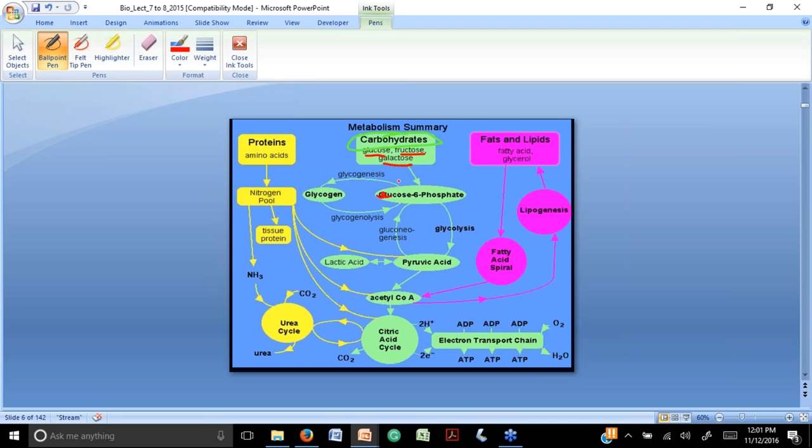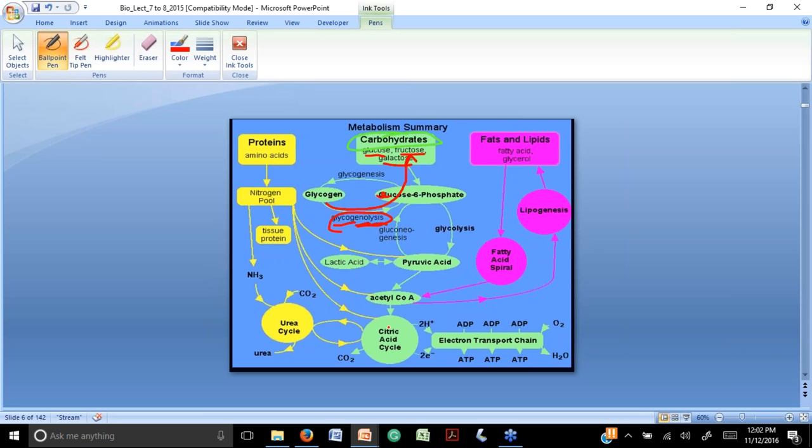But what happens? Now the body starts to use the storage of glycogen. What is glycogen? Please, a carbohydrate. Glycogen is a carbohydrate. And glycogen is going to turn into glucose again through glycogenolysis. So it's going to break down the glycogen into glucose. Then the glucose goes into pyruvic acid and ATPs.